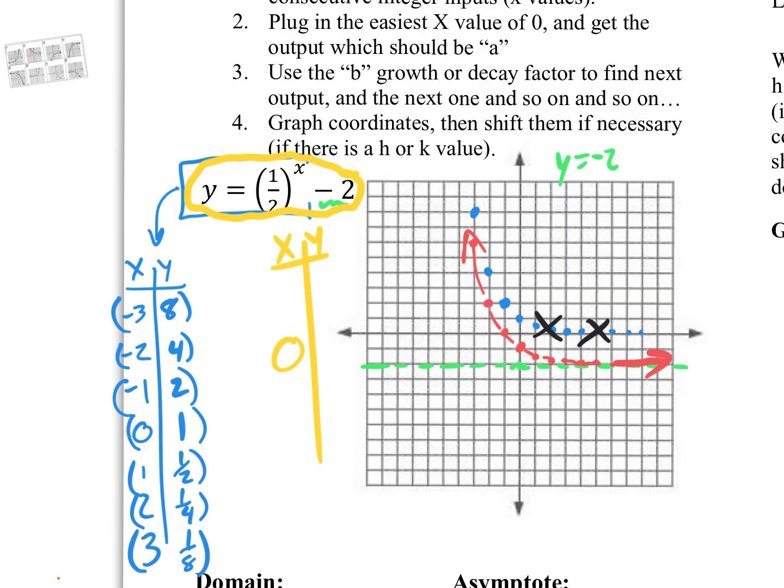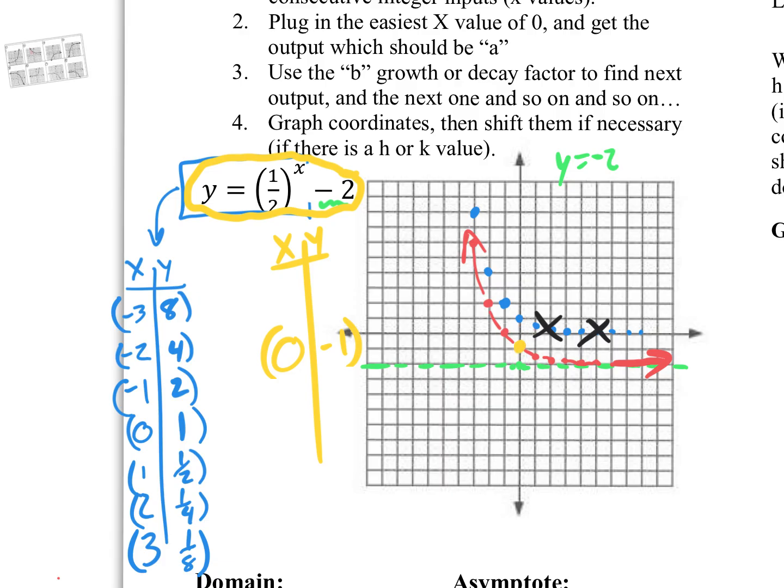When I plug in 0 up there, I end up with 1/2 to the 0. Anything to the 0 power is a 1, and 1 minus 2 is a -1. So when you plug in a 0, you get out a -1. And that's an actual point on your final graph. You don't have to shift if you're including that K value, okay? And if you actually graphed 0 on the X and -1 on the Y, you end up right there.